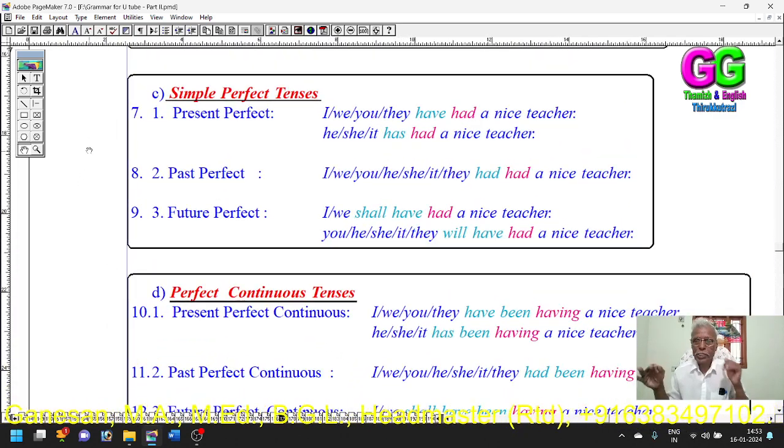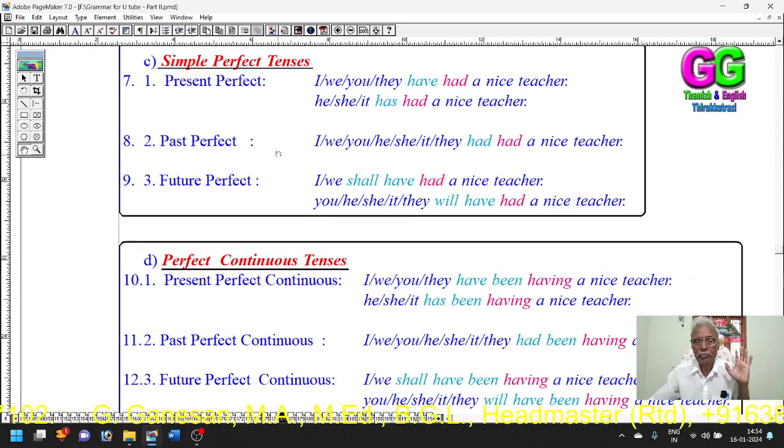Then simple perfect tenses. There are two kinds of perfect tenses. One is the simple perfect tenses, another is the perfect continuous tenses. Present perfect: has plus had for he, she, it, and have plus had for the other five subjects, I to they. I have had a nice teacher. He has had a nice teacher.